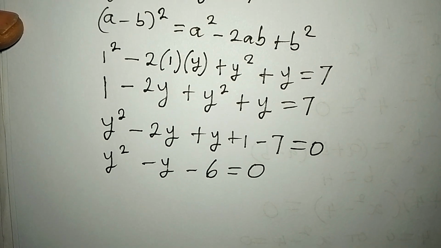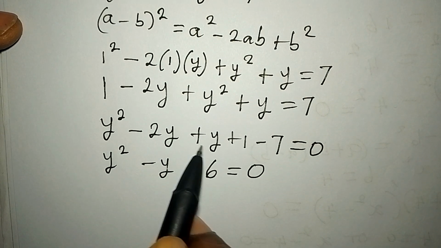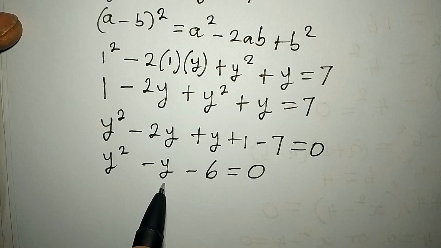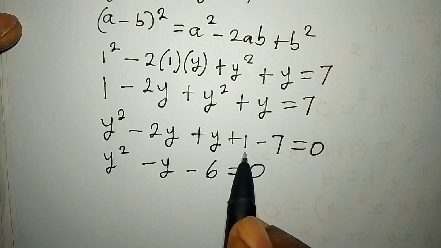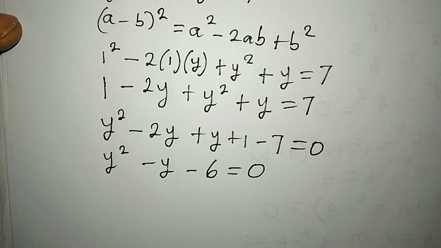And by the way, what did I do? This y squared came down. Minus 2y plus y will give us minus 1y, which is this. Then 1 minus 7 will give minus 6. And the whole of this is equal to 0.